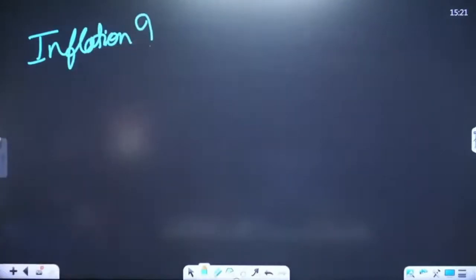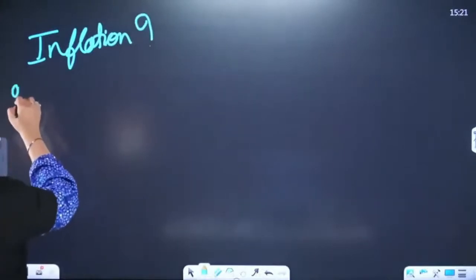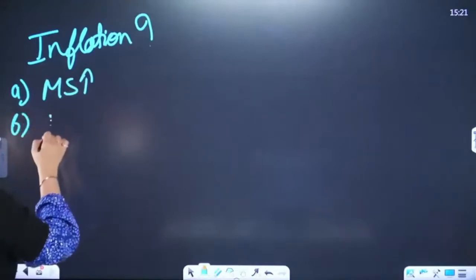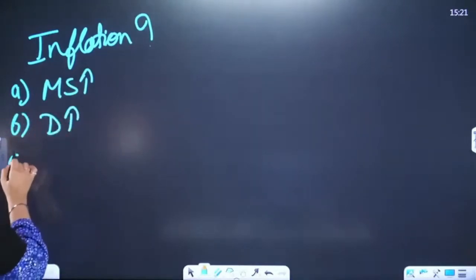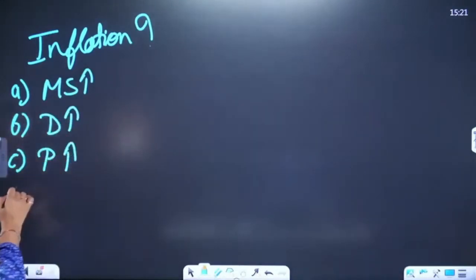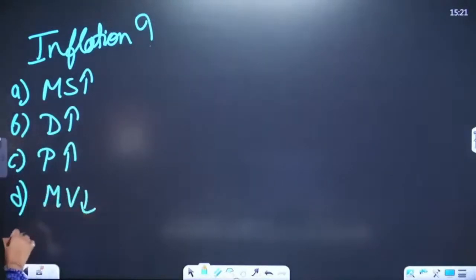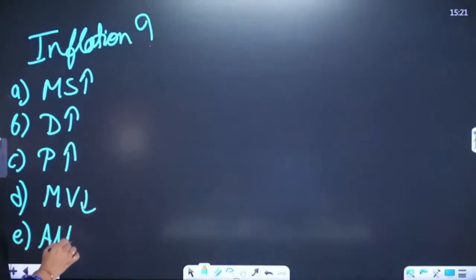I have first option, increase in money supply is inflation. Second option, increase in demand is inflation. Third option, increase in prices is inflation. Fourth option, reduction in the money value is inflation. And I have fifth option, that is all of the above.